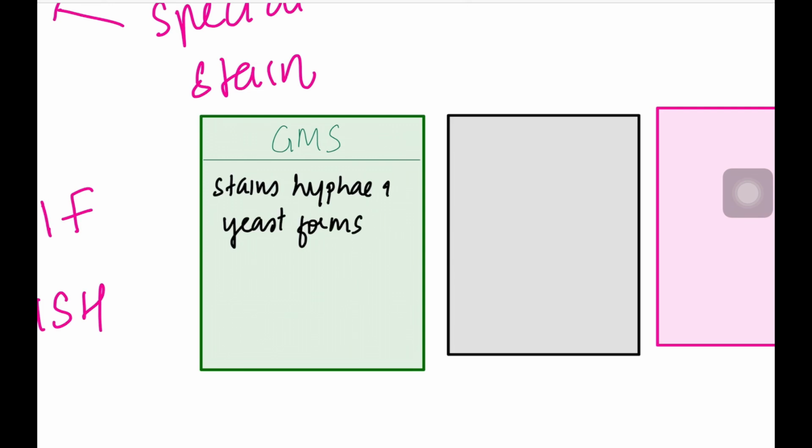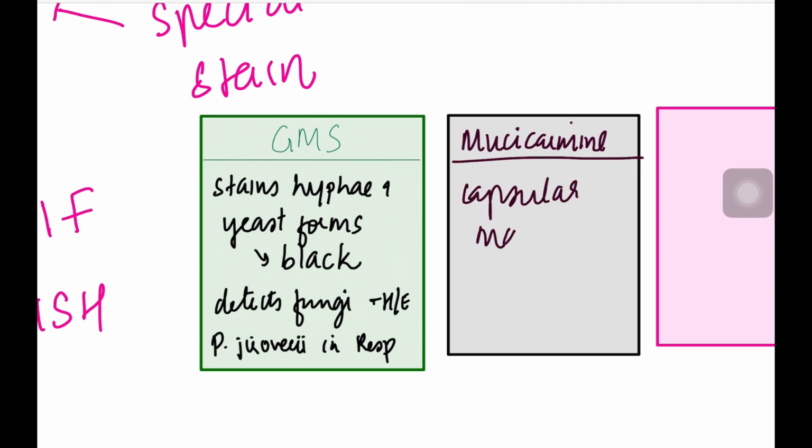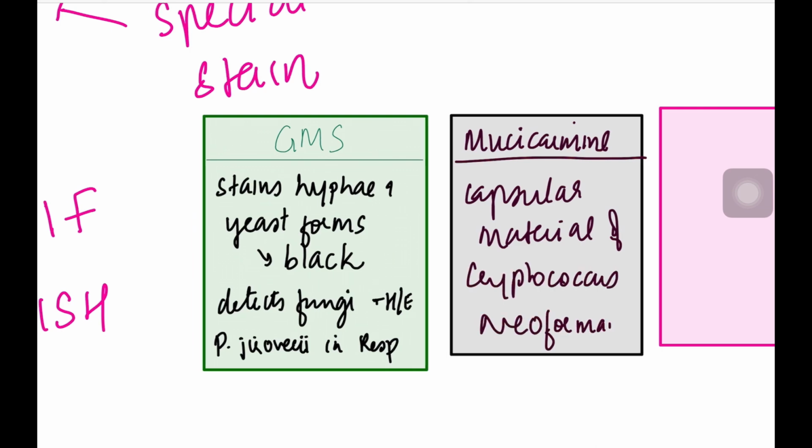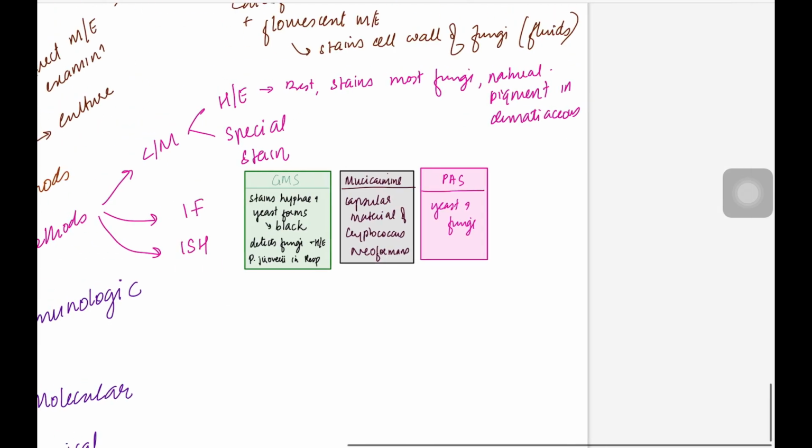Histopathological methods: by light microscopy, we can use routine stains and special stains. Special stains like GMS, PAS, and mucicarmine. GMS will stain the hyphae and yeast forms black against a green background. It's used for screening purposes and to demonstrate actinomycetes. Then mucicarmine is used for demonstrating mucin, a capsular material of Cryptococcus neoformans. It's a histological stain for mucin. And then PAS stain is a histological stain for fungi. It stains both yeast and hyphae in tissue. So these are the special stains in light microscopy.